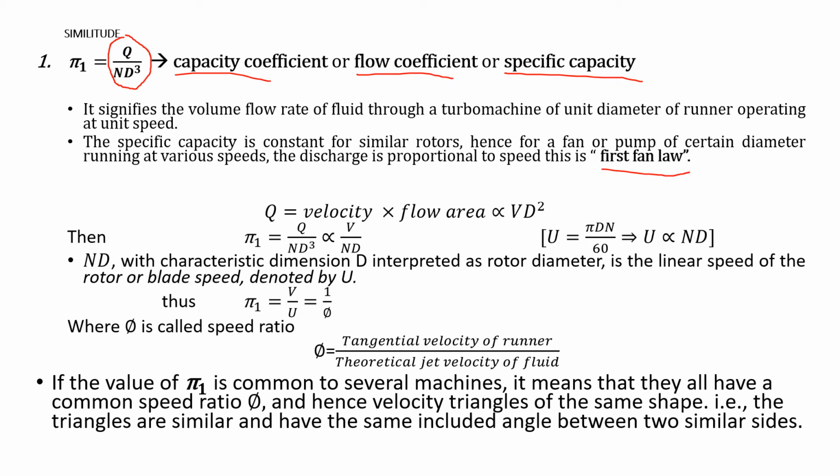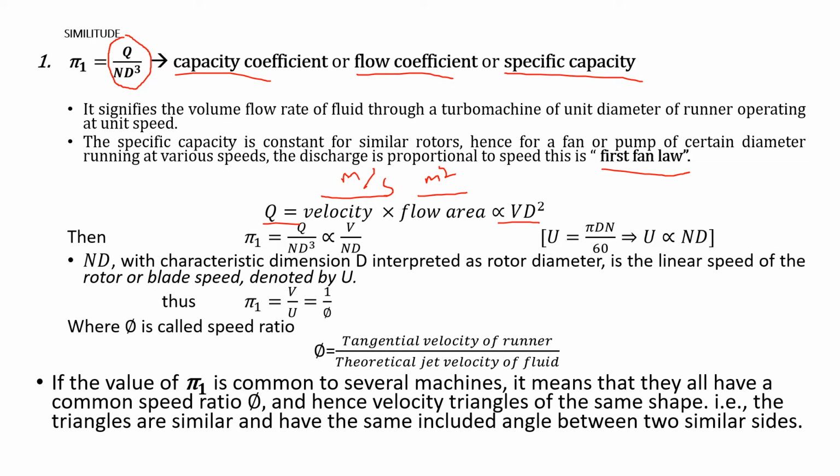This volume flow rate, I can write in terms of velocity and flow area. What is the unit of volume flow rate? Meter cube per second. What is the unit of velocity? Meters per second. And the unit of area? Meter square. So we get meter cube per second. So this volume flow rate is proportional to velocity and area. Area means the dimension is D square. So I can modify this pi 1 term.